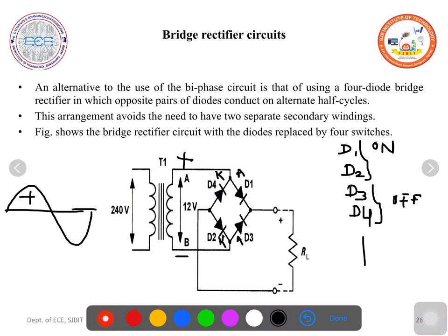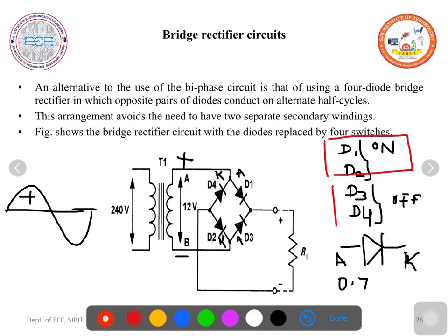A diode is said to be forward biased when the potential at the anode is more positive than the cathode. I repeat, a diode is said to be forward biased when the anode potential is greater than the cathode potential. How much it should be greater? The anode should be always 0.7 volts more positive than the cathode for a silicon diode. You know, for germanium diode, anode should be 0.3 volts more positive than the cathode. So during positive half cycle, D1 and D2 are on, D3 and D4 are off.